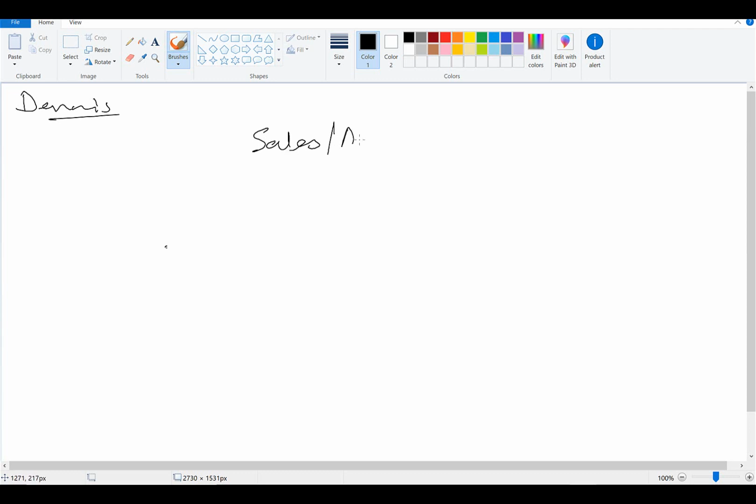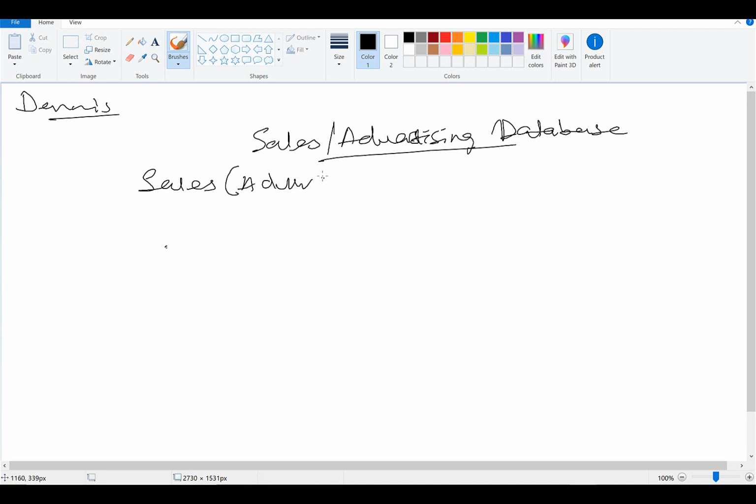Sales and advertising. Database. So, sales is an input of advertising, then it's equal to sales revenue. So what this is saying is that sales is dependent on advertising. The more you advertise, the more you can earn revenue from sales.